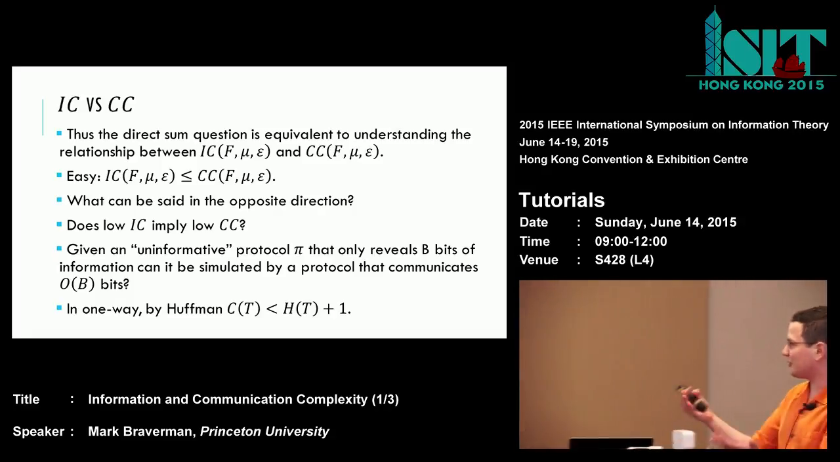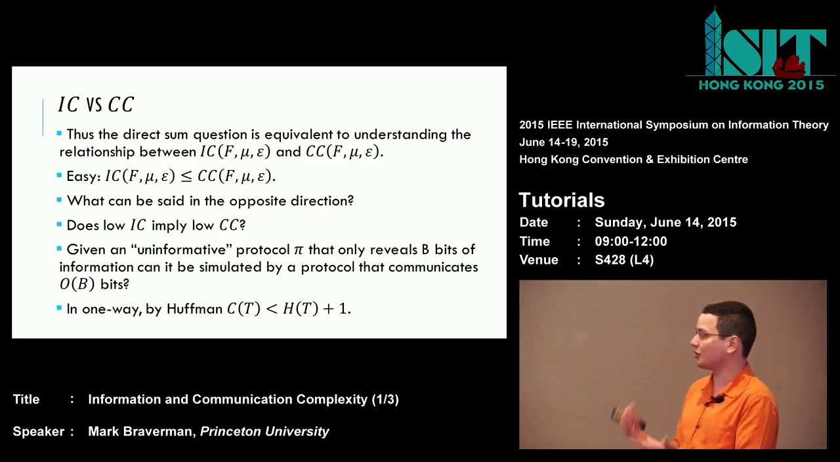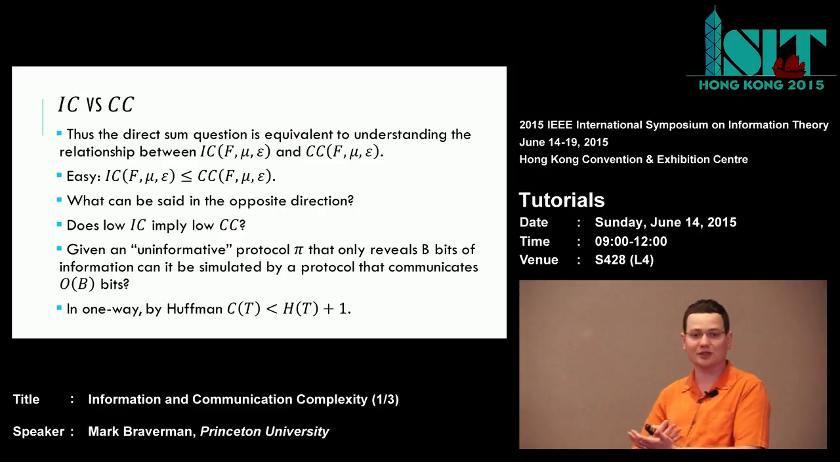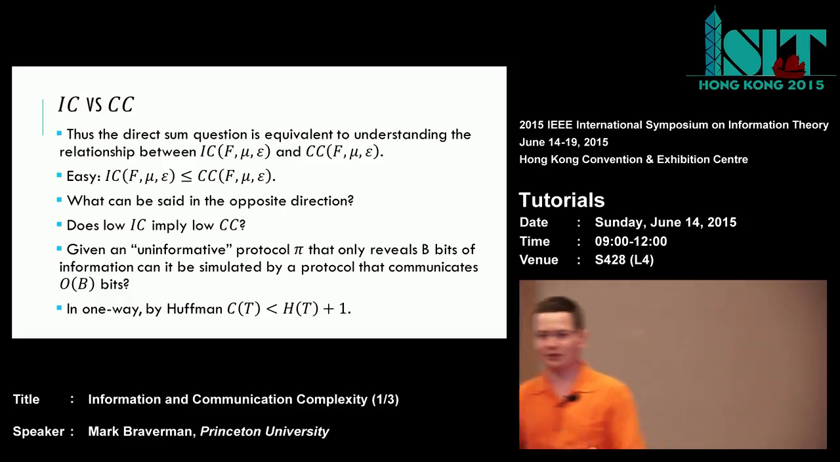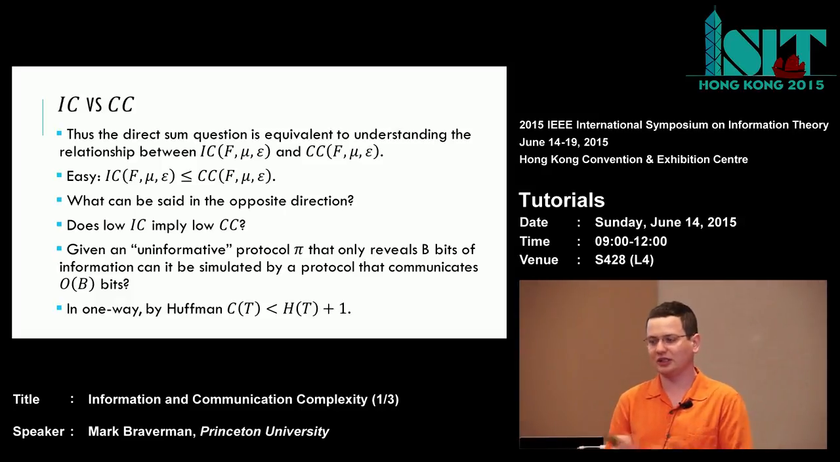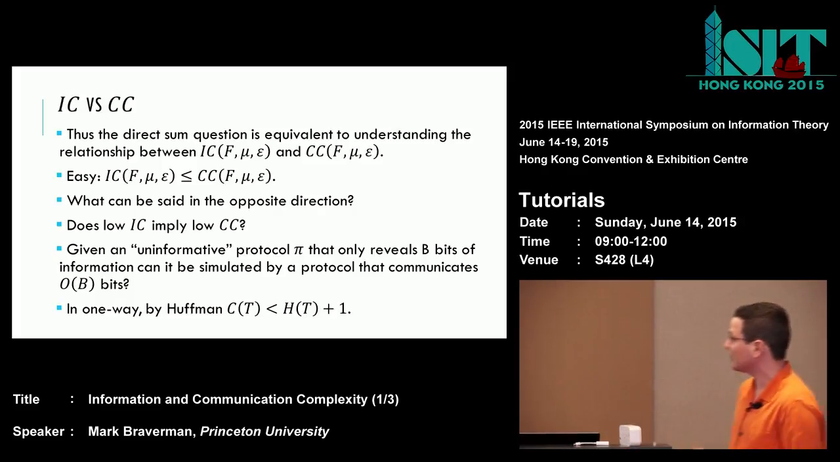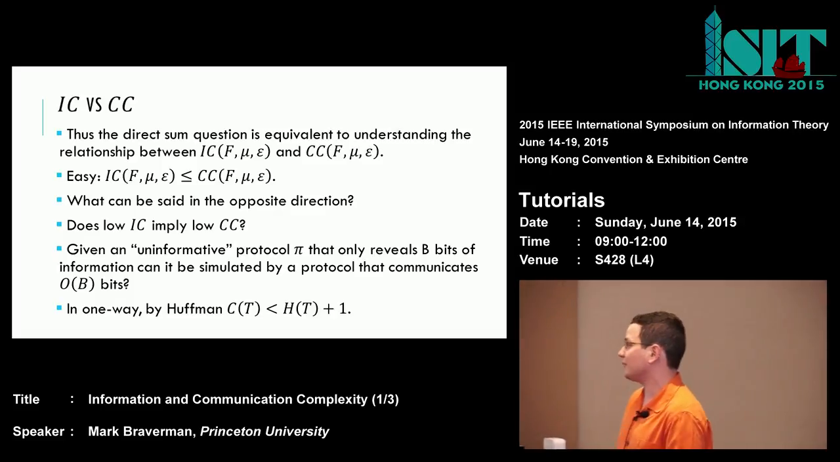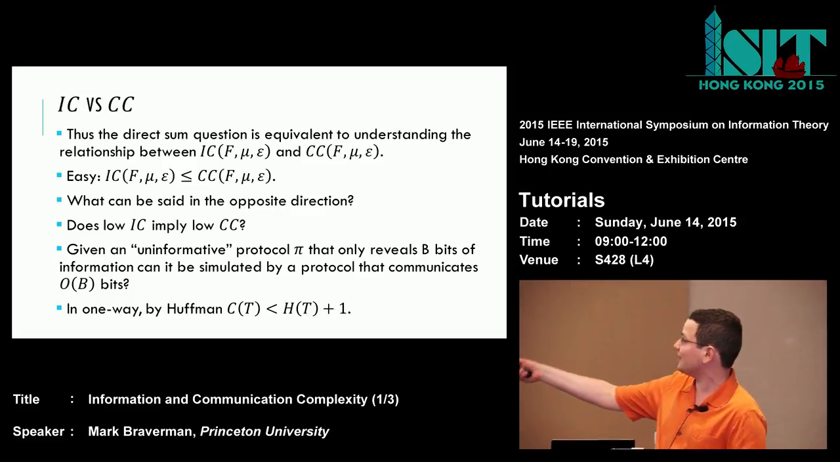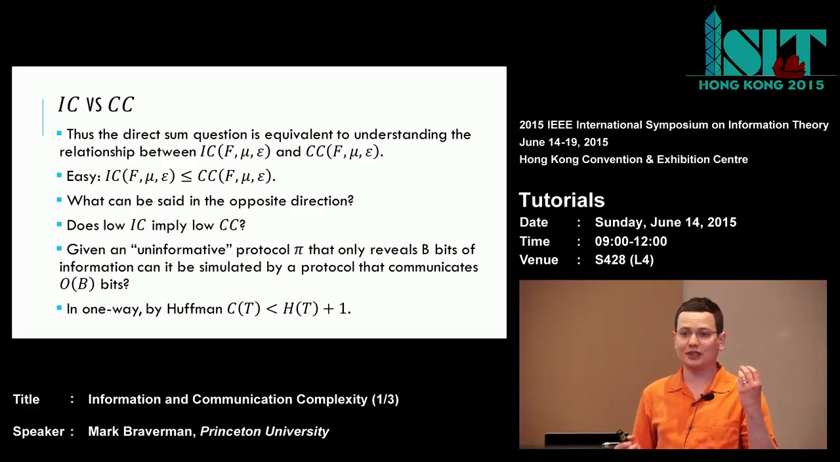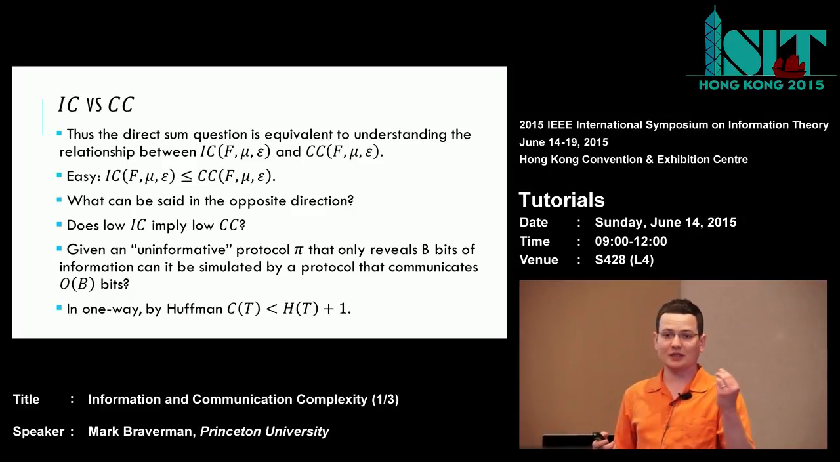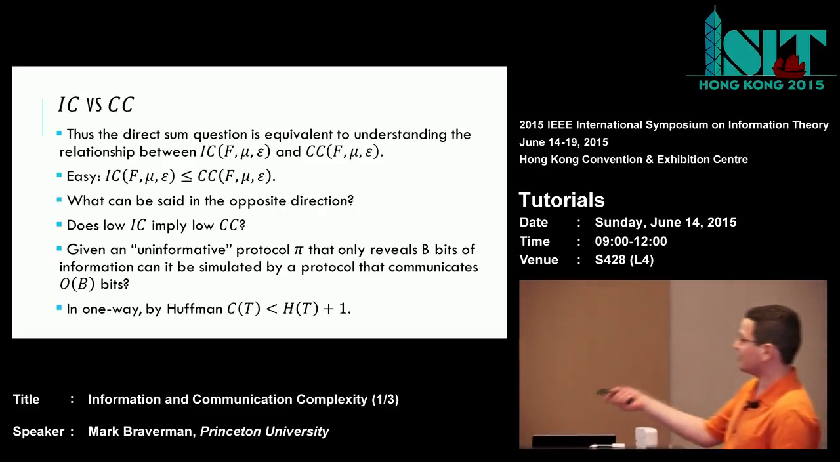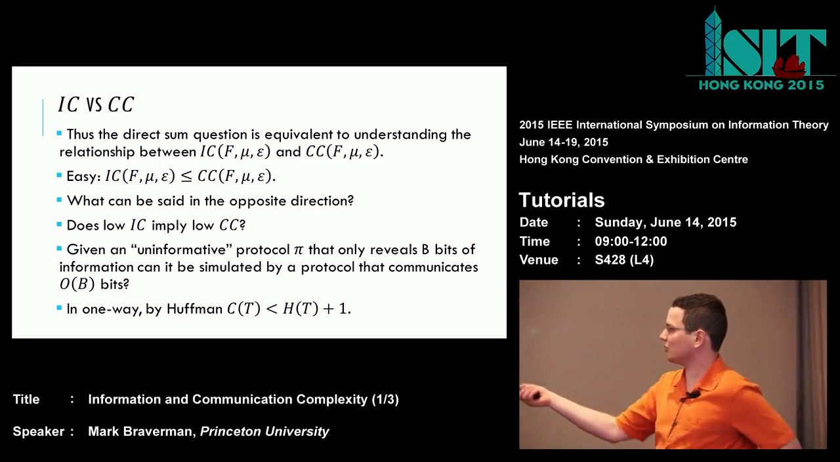Again, as before, there is the easy direction, which is that the information complexity is at most the communication complexity, because if you exchange b bits, you don't learn, in total, more than b bits of information. What can we say in the opposite direction? In particular, is it true that if IC is low, then CC is low? If you can solve a problem with few bits of information, does it mean that you can solve it with few bits of communication?